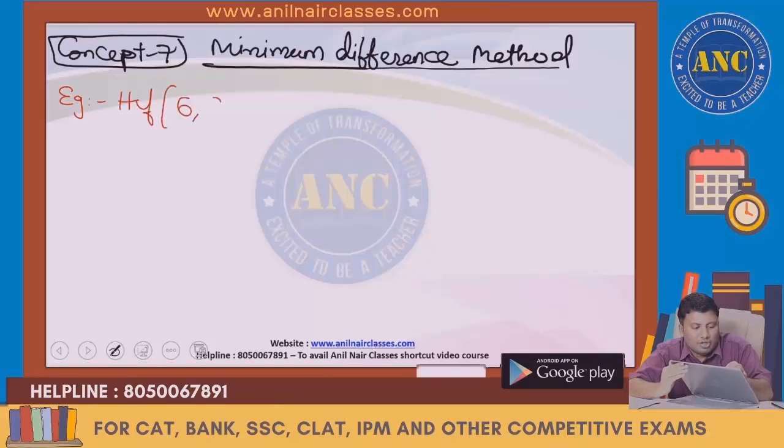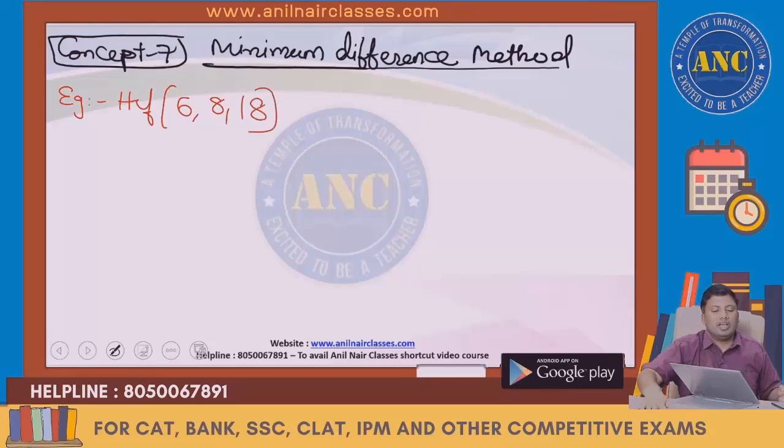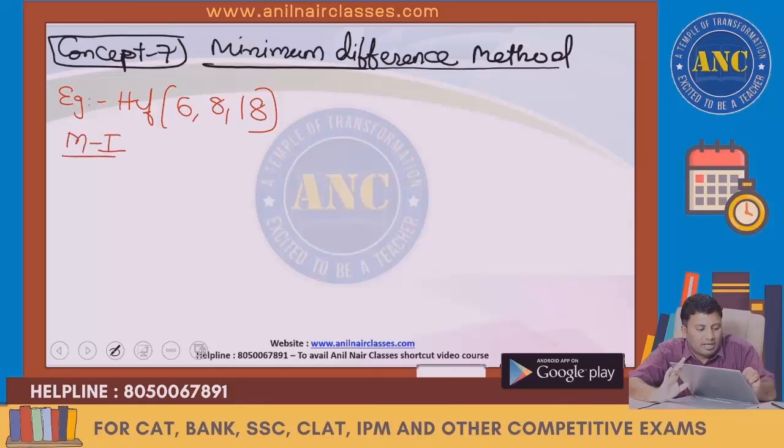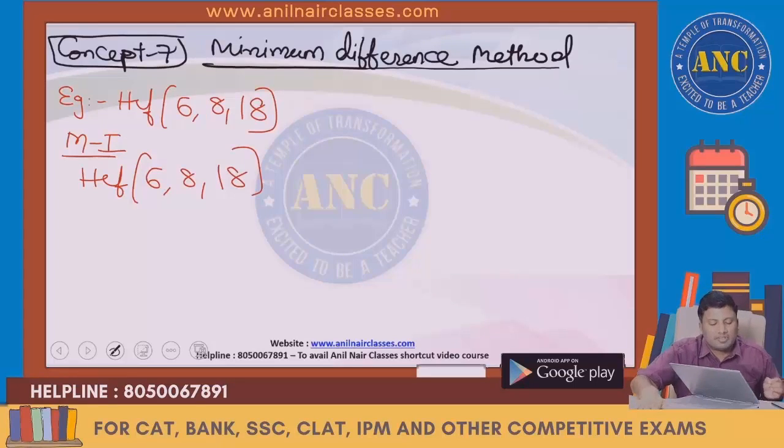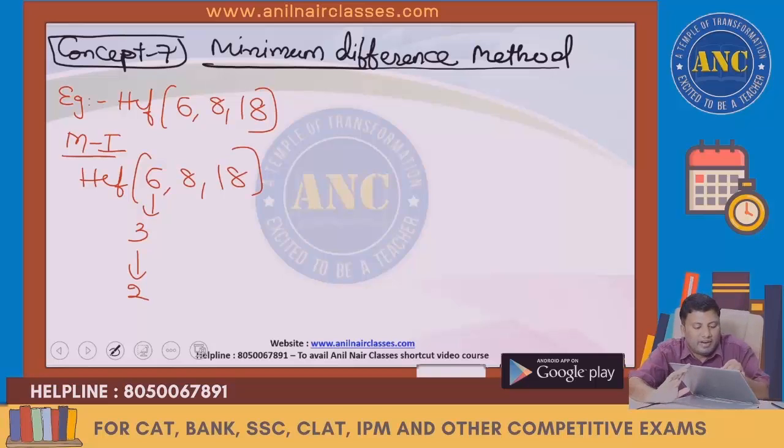HCF of 6, 8 and 18. Method 1: 8 is not divisible by 6. What is the next factor of 6? 3. 8 is not divisible by 3. What is the next factor of 6? 2 will divide 8, and 2 will divide 18. So it is nothing but 2. This is method 1, the right factor method.